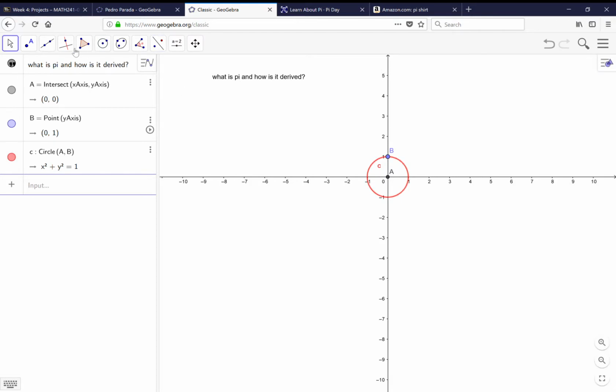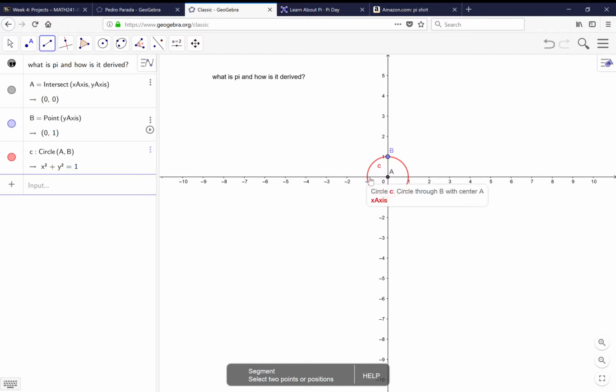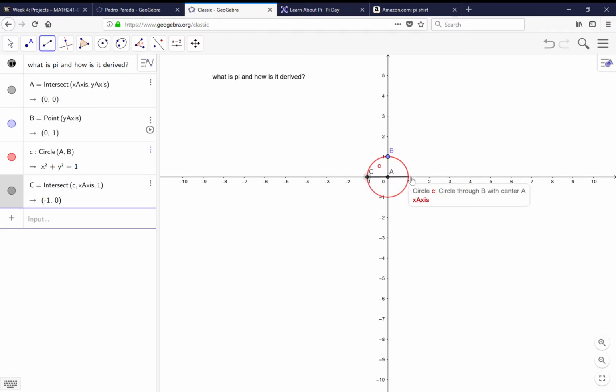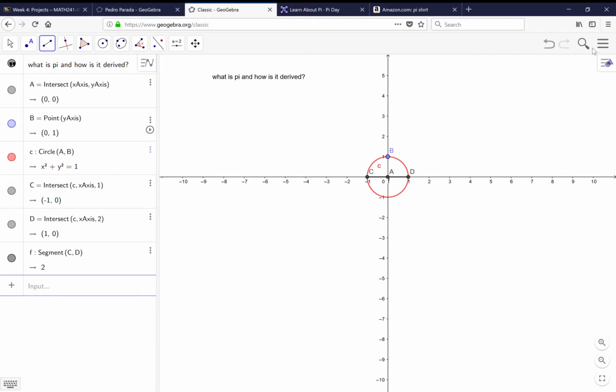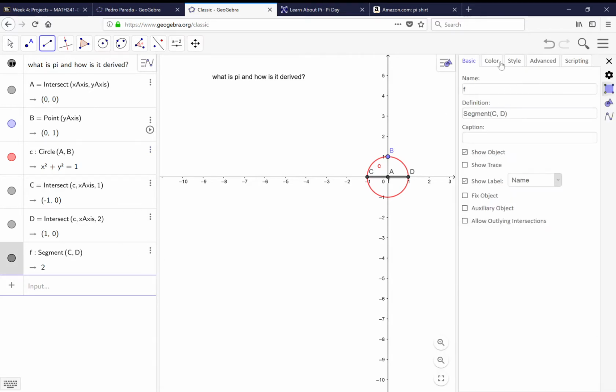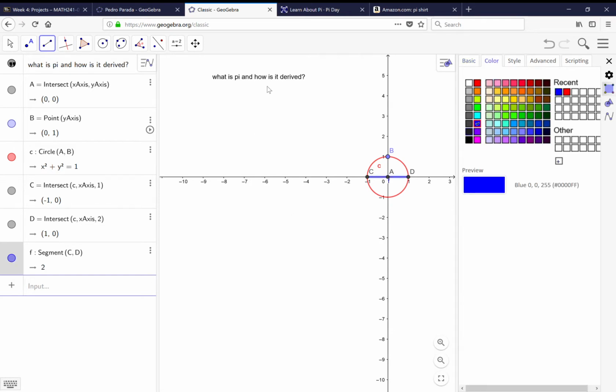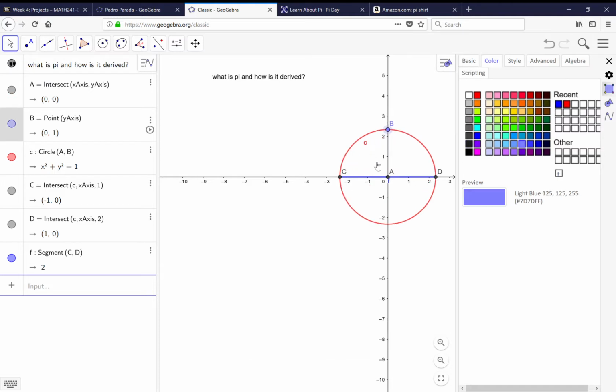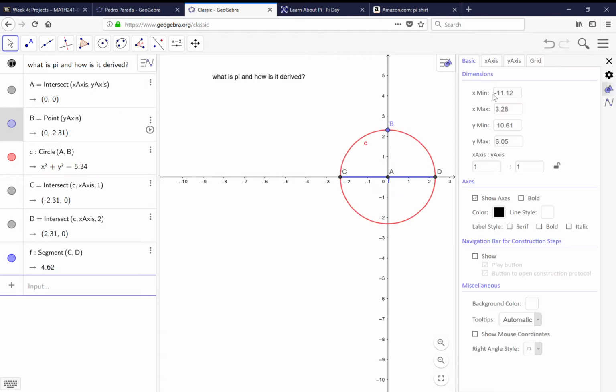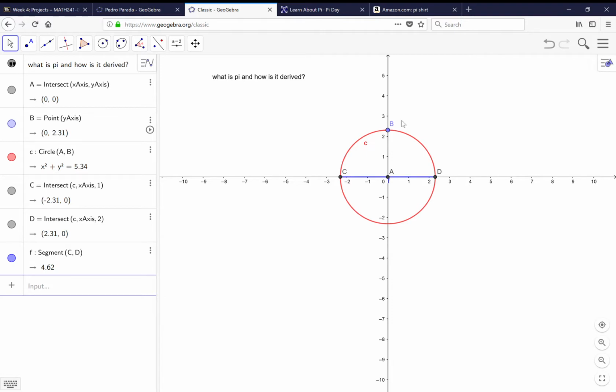Another thing that we're going to do is a line segment, and this line segment is going to be the diameter of the circle. We're going to make this diameter a different color because we need to see how it changes. So we're going to make this diameter blue. As we can see, if we move B, the diameter changes with B. So what is the relationship, or how do we derive pi?